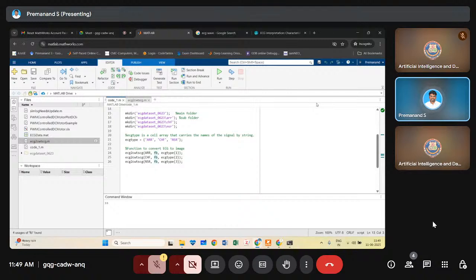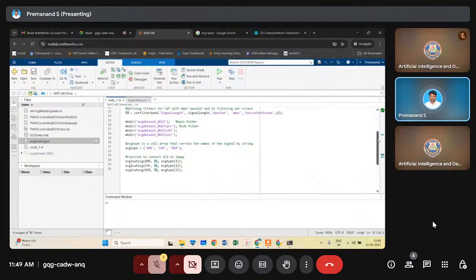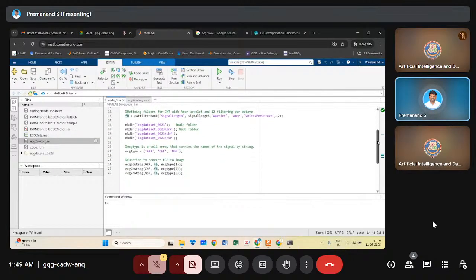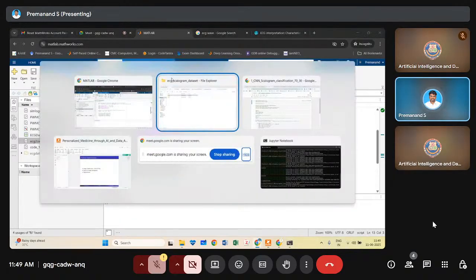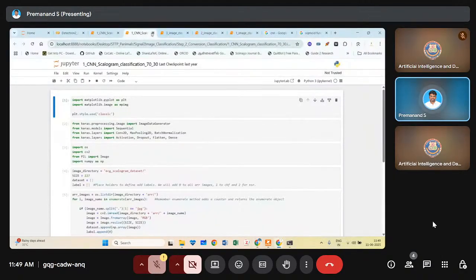So the first thing is I have the data in 1D format. With the help of CWT, I'll be converting all of it into images, and from there I'll be using a concept called deep learning. It may be a CNN, or some other format. Okay, so this is one example.